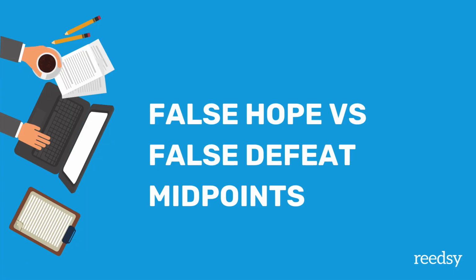The midpoint typically functions as a turning beat, and there are often two different types of midpoints, a false hope midpoint or a false defeat midpoint. So in a false hope midpoint, the character basically thinks the day is won. They think they've succeeded. And then they find out that nope, they have not succeeded, the problem has not been solved, and maybe everything is even worse than they initially thought.